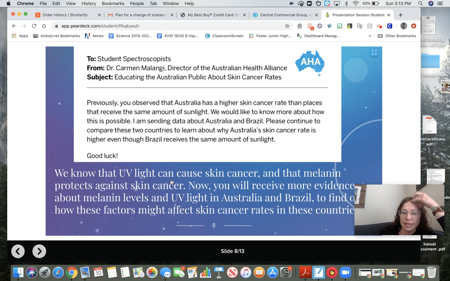So we know that UV light causes skin cancer and that melanin protects against skin cancer. Now you'll receive more evidence about melanin levels and UV light levels in both Australia and Brazil to find out how these factors might affect skin cancer rate in these countries.